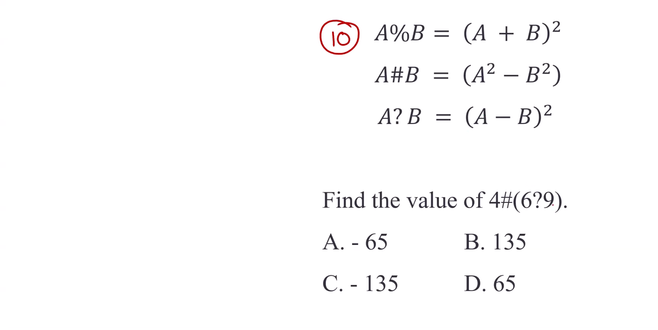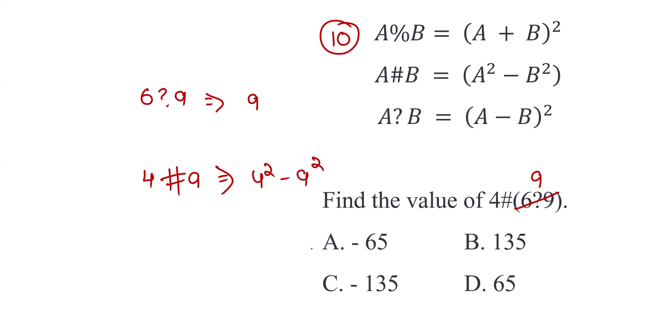First, inside brackets is priority, right? So 6 question mark 9 is nothing but 6 minus 9 whole square. As per this, we got 3 square, 9 only. This entire thing becomes 9. Next, 4 hash 9. So this is what we are calling functions. 4 hash 9 is 4 square minus 9 square. We got a negative answer, that's minus 65. A couple of questions related to functions they're asking, not one, they can ask 2 or 3 as well.